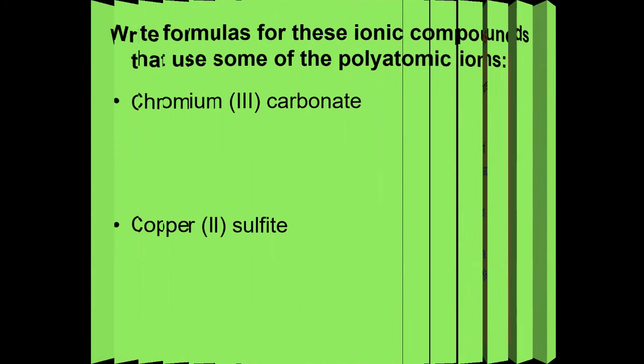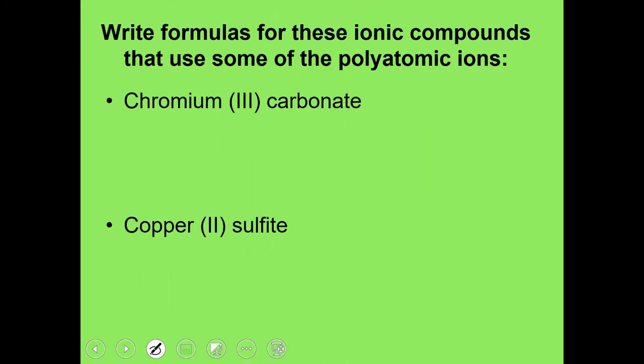Let's try a few. So like here, chromium 3, that means that you want to use chromium in the +3 form. Carbonate, you look on the chart, and you find that it's a CO3 group with a -2 charge. Now, this is pretty similar to that aluminum and oxide, where aluminum was +3 and oxide was -2. The least common multiple is 6. I need 2 of the chromium ions and 3 of the carbonate ions.